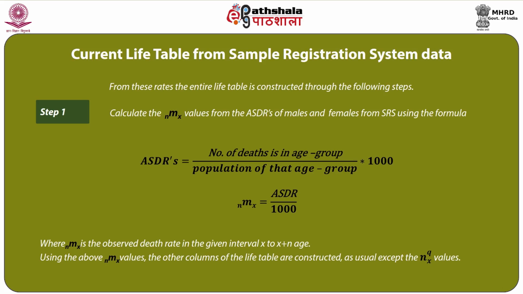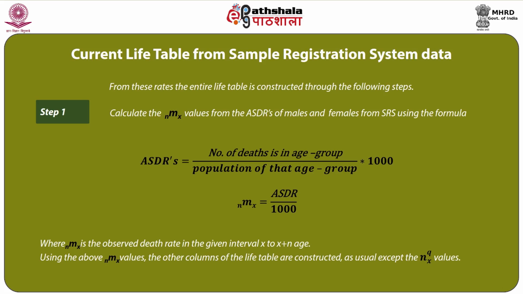using the formula ASDRs, that is number of deaths in an age group divided by population of that age group multiplied by 1000. In a formulation, NMX is equal to age-specific death rate by 1000, where NMX is the observed death rate in the given interval x to x plus n age.